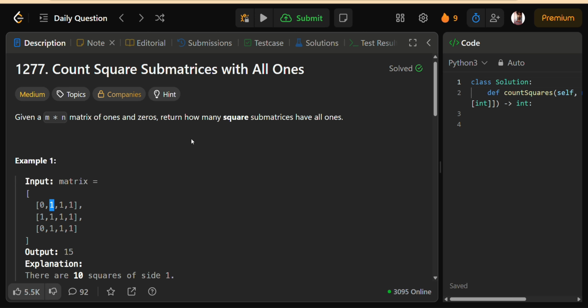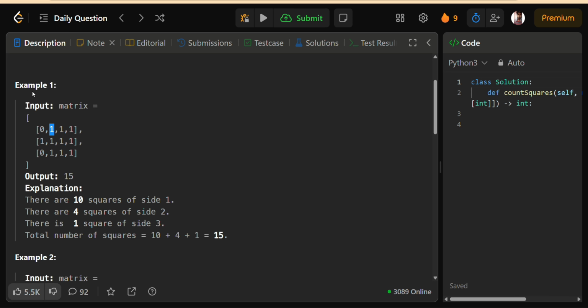So essentially, the matrix is like a grid of tiles, some being 1 and some being 0. We need to count how many all-1 squares we can form across the grid. Let's look at an example. Here's how the counting goes.